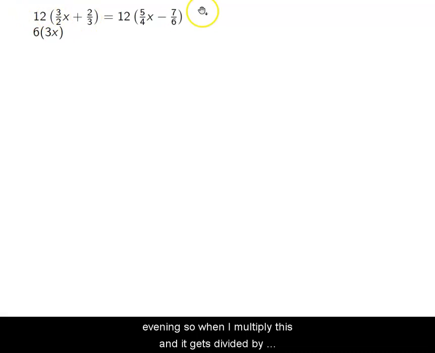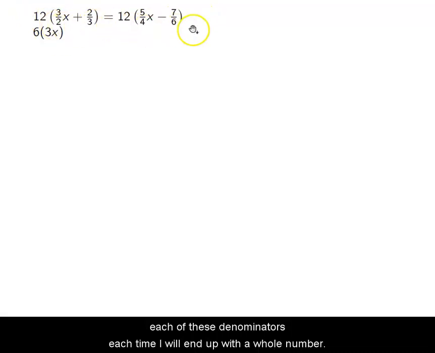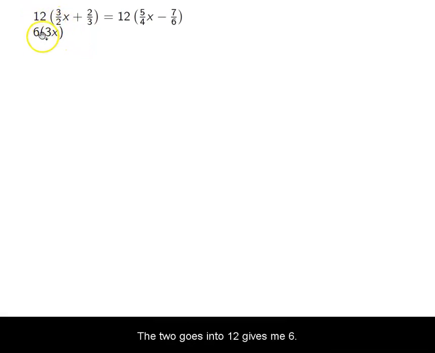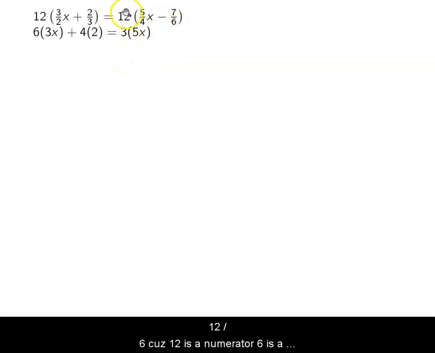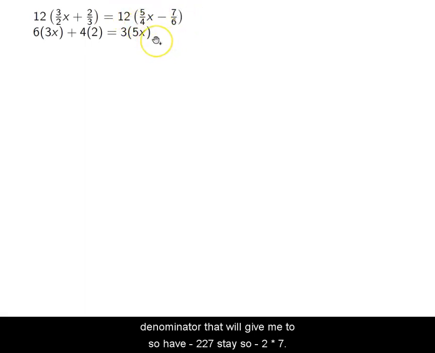So when I multiply this and it gets divided by each of these denominators, each time I'll end up with a whole number. So 2 goes into 12 gives me 6. 3 goes into 12 gives me 4. The 2 that's on top stays there. Okay, that's one side. Here, 12 and 4 go into 3. The 5x stays the same. Okay, here 12 over 6, because again 12 is a numerator, 6 is a denominator. That will give me 2, so I'll have minus 2. The 7 stays, so minus 2 times 7.